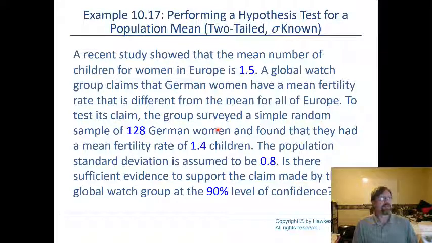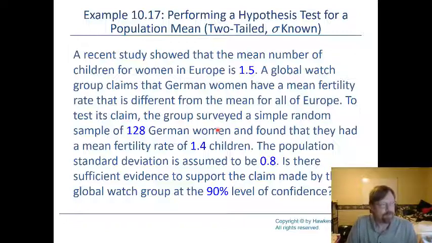Okay, so we've got a study that shows that the mean number of children for women in Europe is 1.5. There is a global group that's claiming that German women have a different mean fertility rate. So their mean rate is not equal to 1.5. To test the claim, they surveyed a simple random sample of 128 German women and got a mean rate of 1.4. The population standard deviation is assumed to be 0.8. Is there sufficient evidence to support this claim at the 90% confidence level?